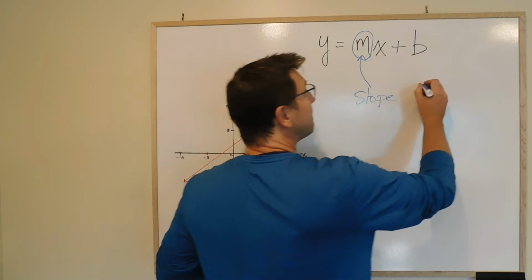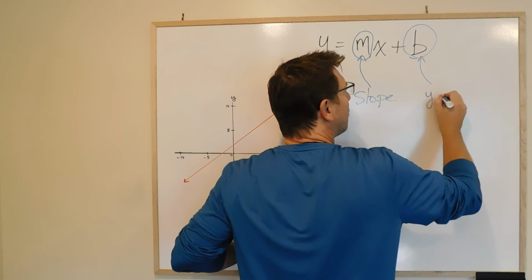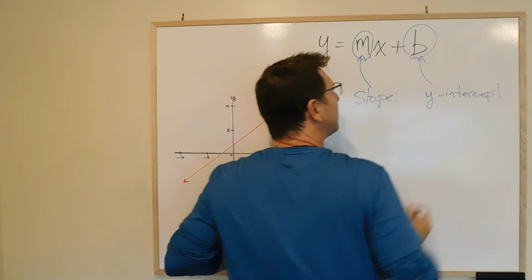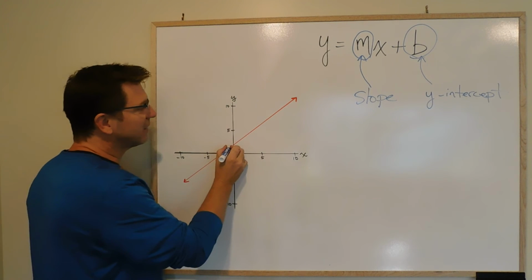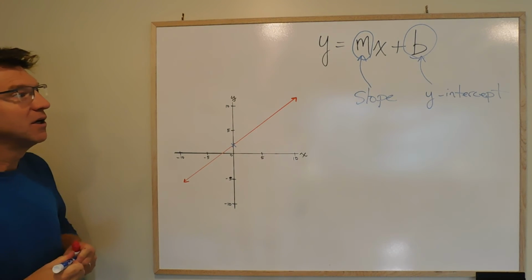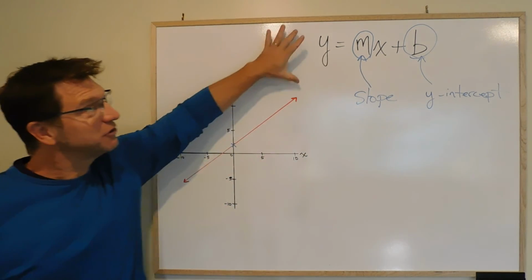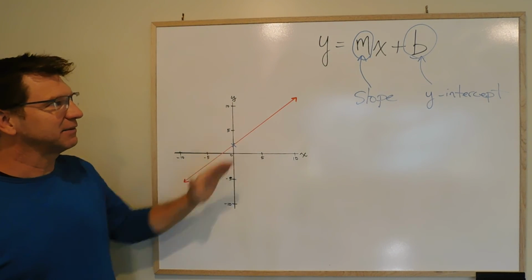The b represents the y-intercept. And the y-intercept, all it is where does it cross the y-axis, okay? So knowing the slope and the y-intercept allows you to create an equation that represents this line, okay?